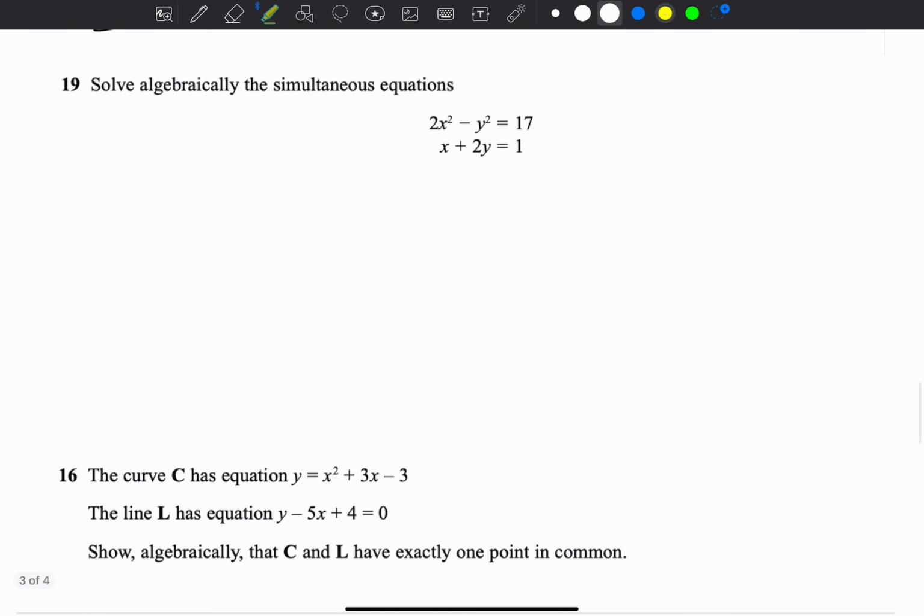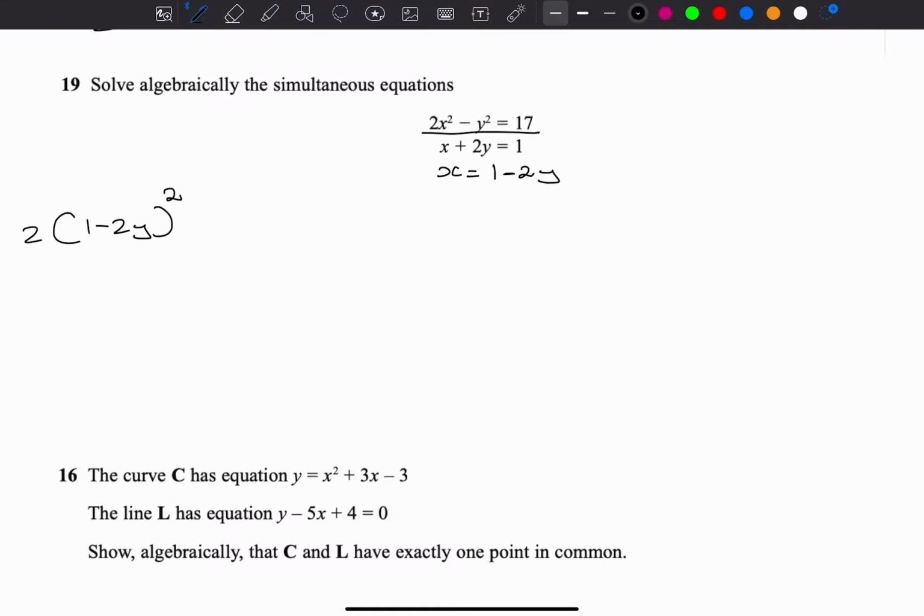Next one. In here we would like to make x the subject, which makes it easier. So 1 plus 2y becomes minus 2y. So instead of x, that's what you write. So what do we have here? 2x squared. So 2 bracket x is what? 1 minus 2y, squared, minus y squared equals 17.